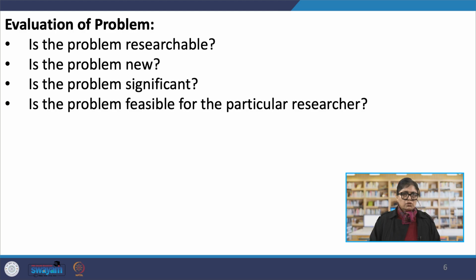These are helpful in the evaluation of the problem on the basis of personal suitability of the researcher and social value of the problem. Now, what are the problems? Before a study is undertaken, is the problem researchable? Is the problem new? Is the problem significant? Is the problem feasible for the particular researcher?